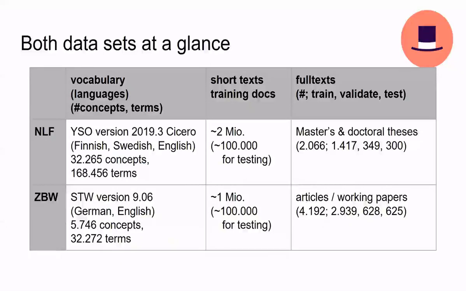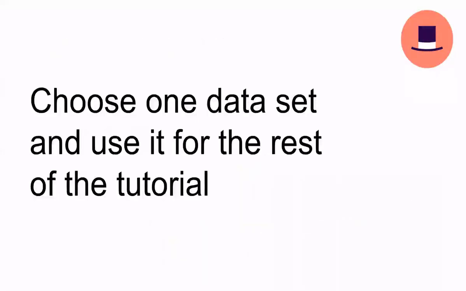We have also provided small subsets of around 100,000 entries of the short text training sets for quick tests, and we have divided the full text corpus into suitable subsets for training, validating and testing the methods that we will look at in the following exercises respectively. We suggest that you pick one of the data sets and stick to it for the rest of this tutorial in order to be able to compare the results for various methods.